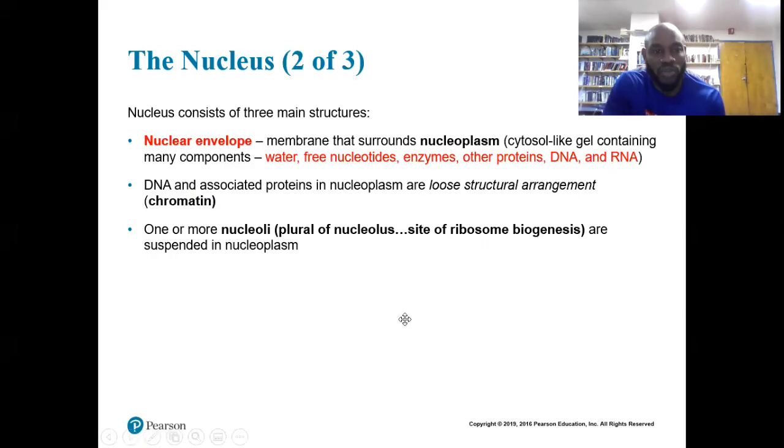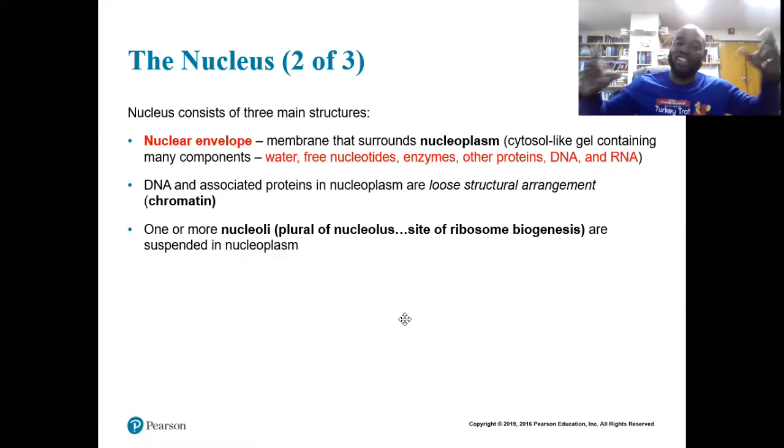The nucleus consists of 3 main structures: the nuclear envelope. Remember, this is a membrane-bound structure. We don't consider the nucleus an organelle per se. We consider it separate from the organelles, but it does have an envelope membrane that surrounds the nucleoplasm, which is like the cytosol of the nucleus: water, free nucleotides, enzymes, proteins, DNA, RNA. We have DNA in the nucleus and associated proteins in the nucleoplasm, in a loose structural arrangement called chromatin, so that's DNA and associated proteins.